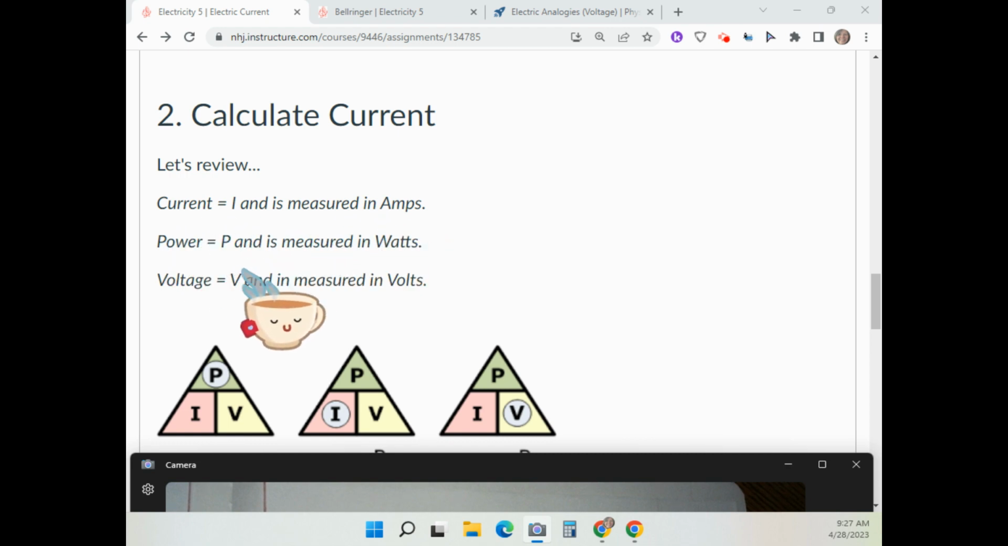We've already had that in some bell ringer questions. Power is P and is measured in watts. So at least the P and the power go together, and the unit is watts. Voltage is V, and it is measured in volts.